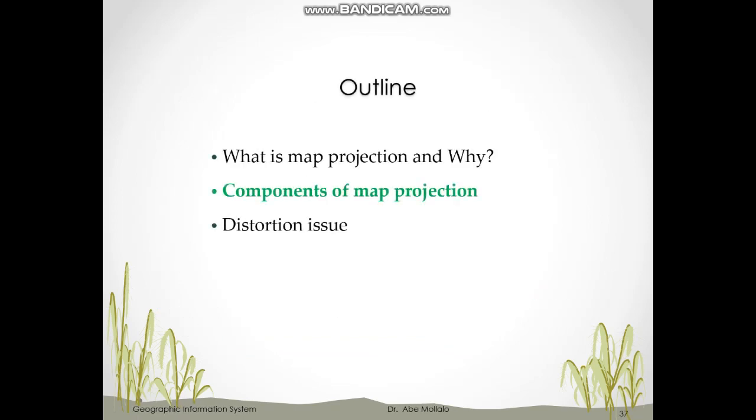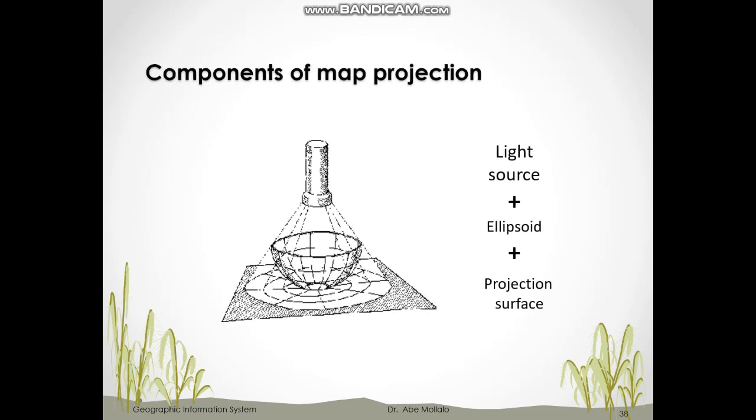Now let's talk about components of map projection. The traditional way of doing the projection is to first draw maps on a transparent globe. So we draw our maps on this globe, or technically this is the transparent ellipsoid, and then we place a light source above the ellipsoid and also a projection surface, or a paper, under the ellipsoid. Then we turn on this light, and the information will be projected from this globe onto the projection surface. So any map projection is composed of three elements: light source, ellipsoid, and projection surface. Combinations of these elements produce many types of map projection.